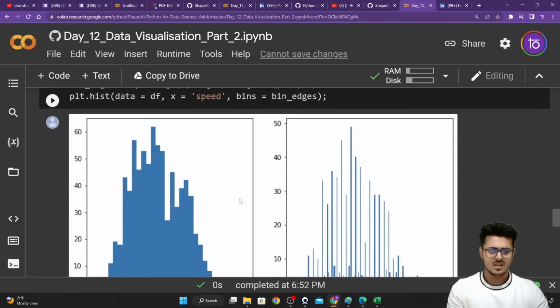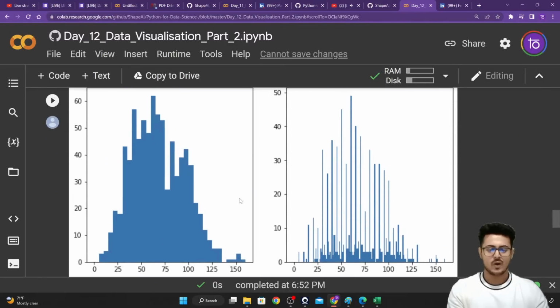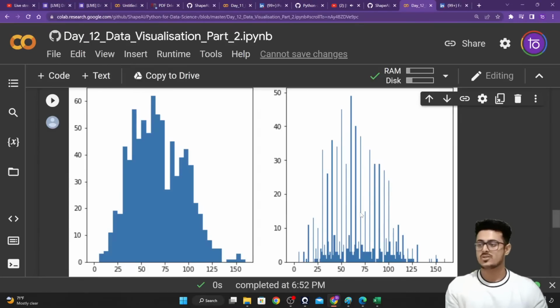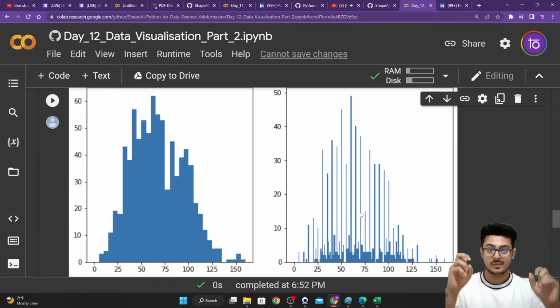Now look at this particular plot. Why don't you increase the number of bins to, let's say, 100? If you're doing that, then your histogram is no longer a histogram. It's a count plot. You're not able to understand any kind of information from this type of plot, right, guys? If you're increasing the number of bins to 100, 150, 200, then you're not able to get any information out of this type of plot itself.